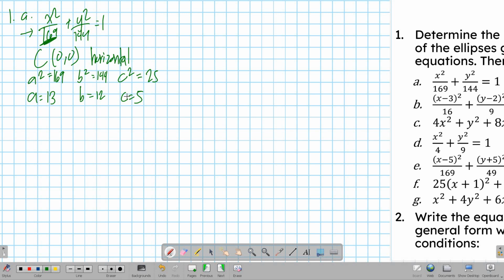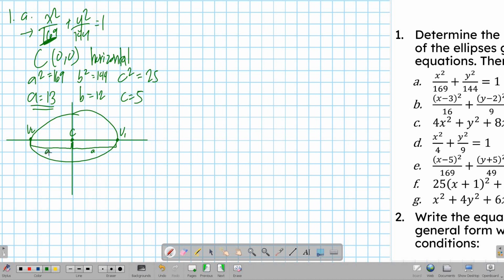Now, since we are also told that it's horizontal, it might be helpful if we have a very rough sketch of our ellipse. This is our center at 0, 0. So first, a. If we recall, a is related to the vertices. The vertices are expected to be here and here. And the distance between the center to the vertex is a. Center to the vertex would also be a.